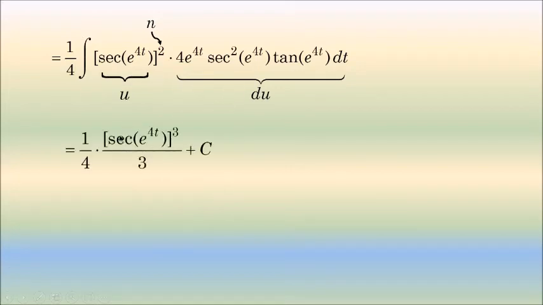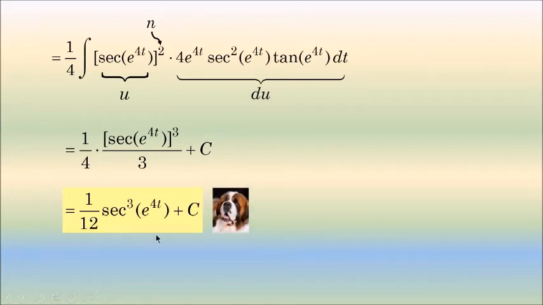So this integral now takes the form of the integral of u to the n du. So this is equal to u to the n plus 1 all over n plus 1 times 1/4. So getting 1/4 times (secant of e to the 4t) cubed over 3. Simplifying, we have 1 over 12 secant cubed of e to the 4t plus c. So this is the integral.